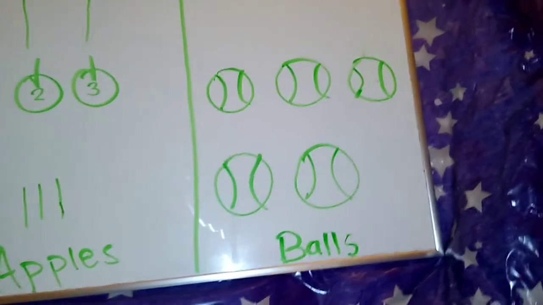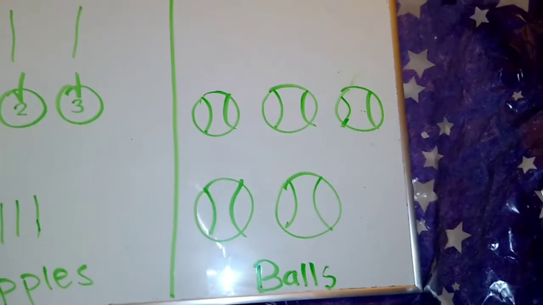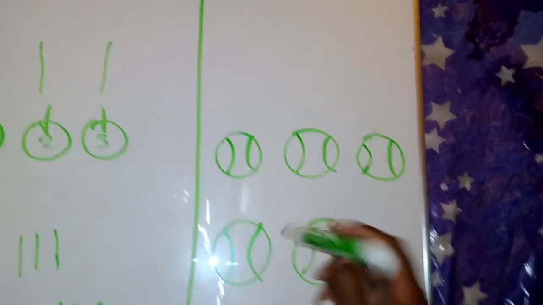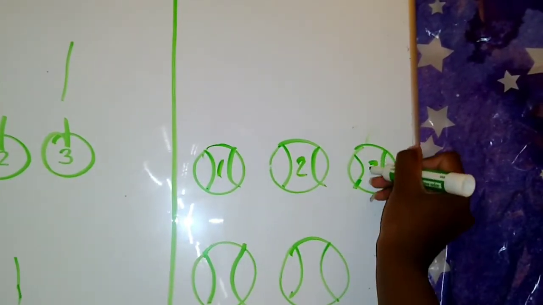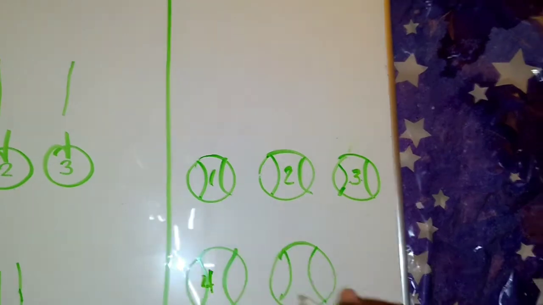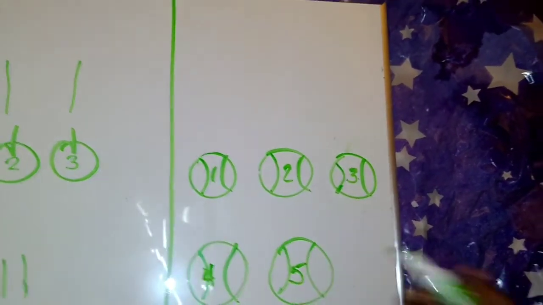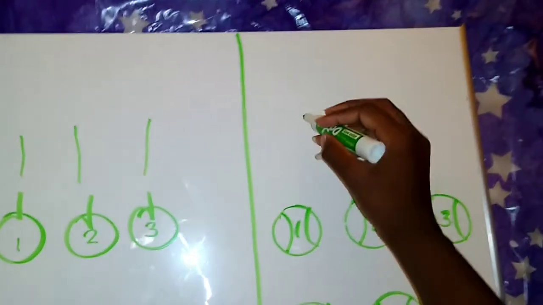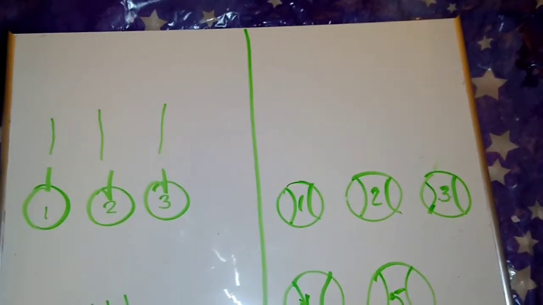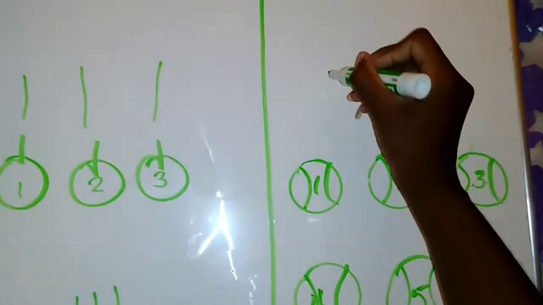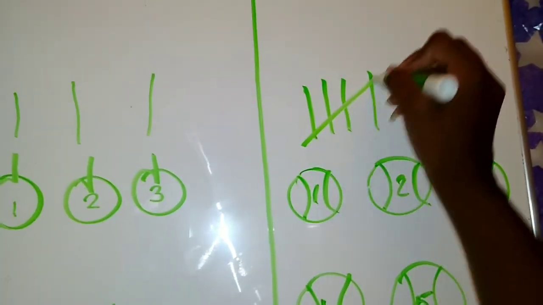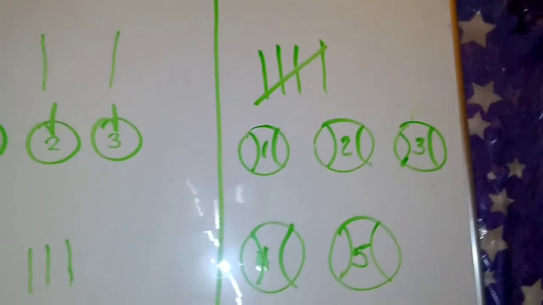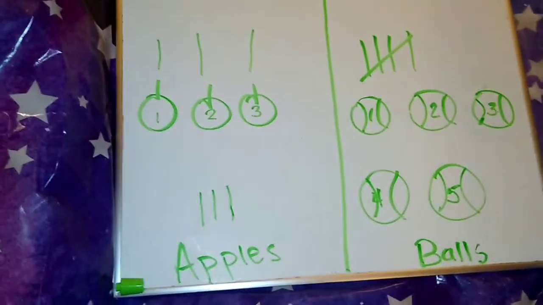Over here, it might be a little bit tricky. We have balls on the side, okay? So we're going to count them. We have 1, 2, 3, 4, 5. And remember I told you all that for the 5, you will have the tally mark slanted across. So we have 1, 2, 3, 4, 5. So we have 5 balls. And we have 3 apples. This is how you would do tally marks.